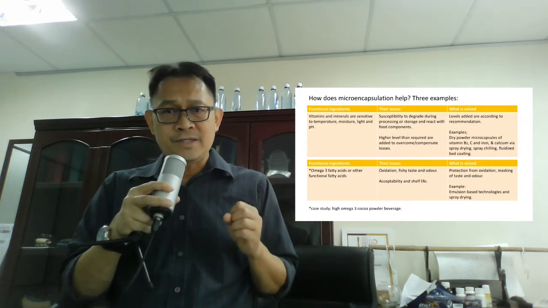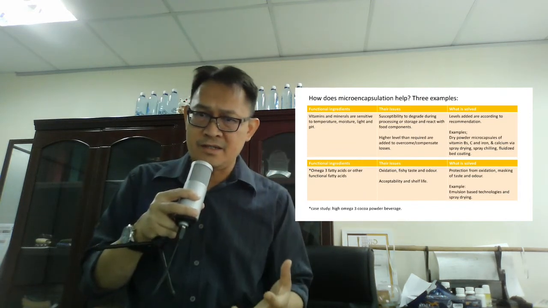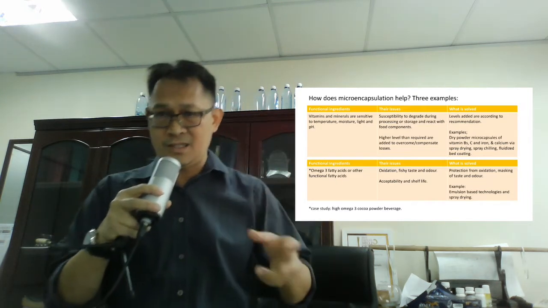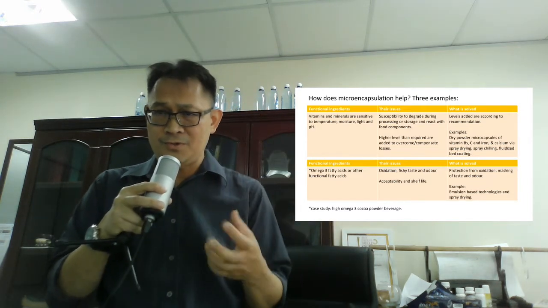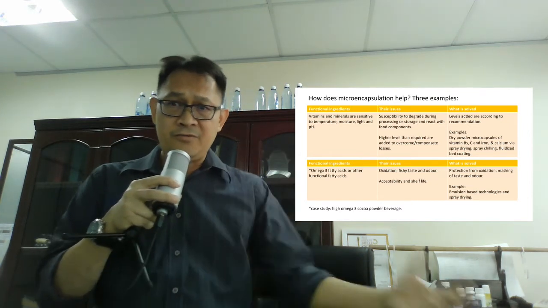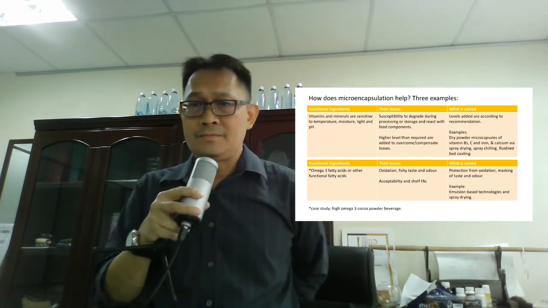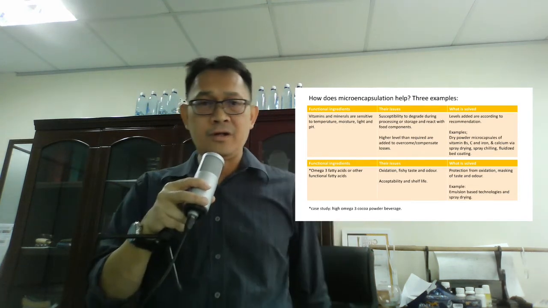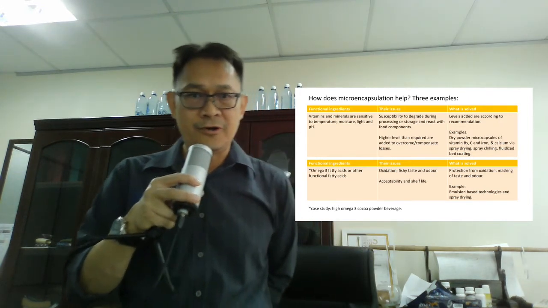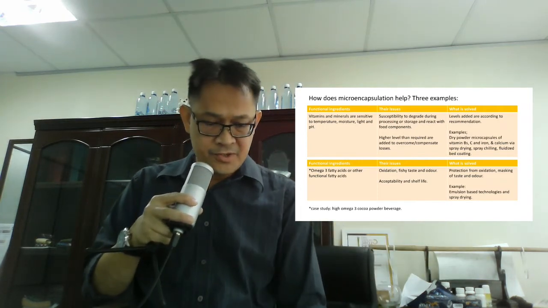The second example is omega-3 fatty acids. We know it can oxidize if exposed to oxygen. When it is oxidized, it produces a fishy taste and odor. You don't want to drink or eat this particular food, and it will affect acceptability and shelf life. So what is solved? By protecting the sensitive oil, we can protect it from oxidation, masking the taste and also the odor. We have the example of emulsion-based technologies and spray drying.